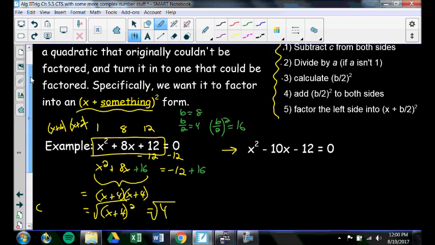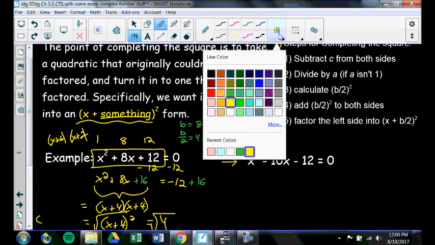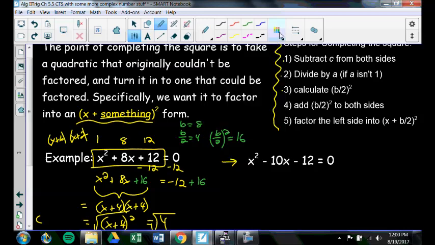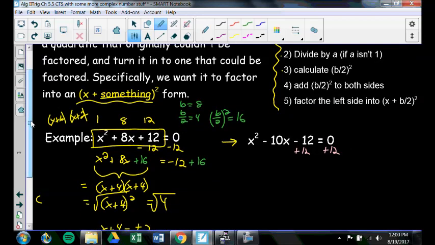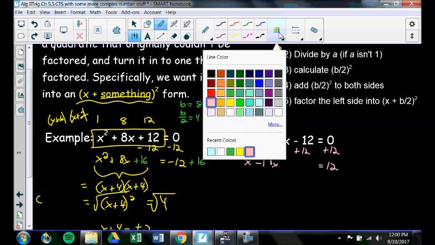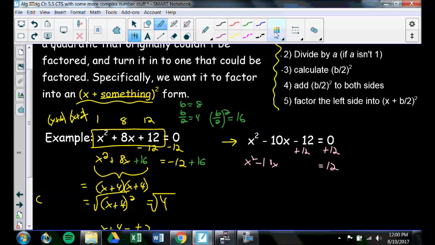I'm going to solve it following the same steps. I'll change my color so we don't get too confused here. Add 12 to both sides. It says subtract c. If c is negative 12, then subtracting negative c becomes adding c, which is adding 12. So now we have x squared minus 10x equals 12. Next, I calculate b over 2 squared, because remember, there's no a term to divide by. b over 2 is negative 5, so b over 2 squared is 25. So I'm going to add a 25 here and add a 25 here.